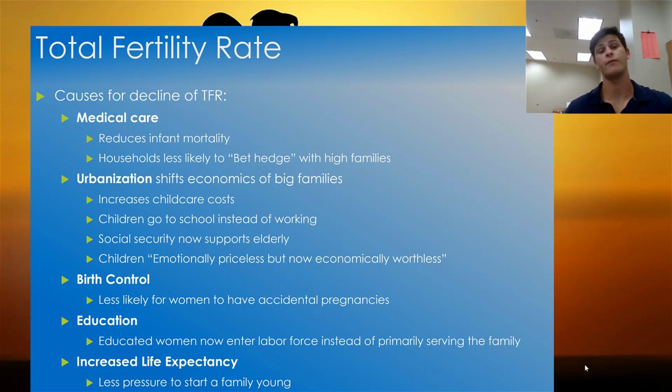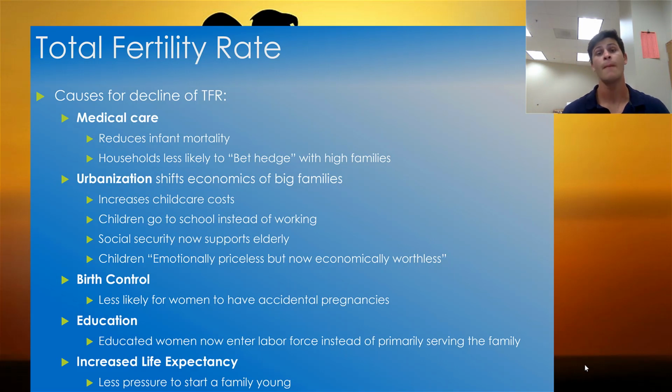Now, there are several reasons for the decline in the total fertility rate, and we're going to go over the specifics behind each one of them and how they lower the number of children a woman produces over the course of her lifetime in a population on average. The first is medical care. Increases in medical care and the ability of a country or a government to provide medical care for its citizens drastically reduces infant mortality. When infant mortality is reduced, households become less likely to do something called bet hedging with very large families.